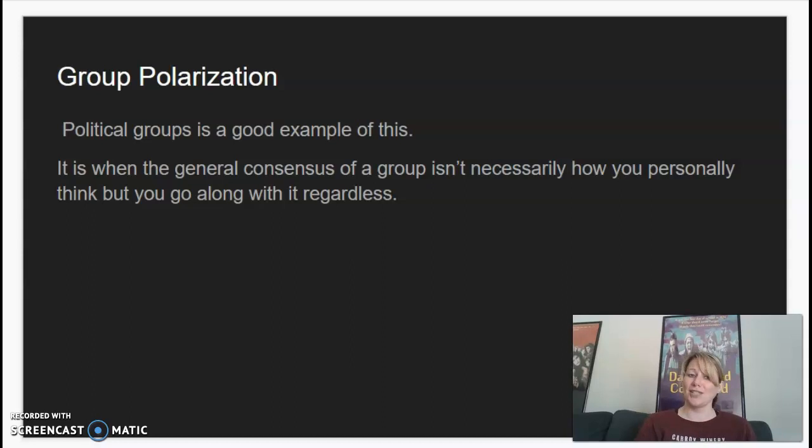Group polarization. This is your example for political groups. It is when the general consensus of a group isn't necessarily how you personally feel or you personally think, but you go along with it regardless. I am not going to give an example of this. That's that.